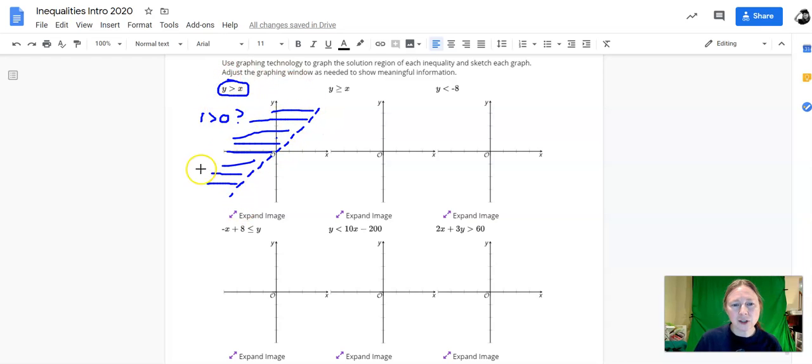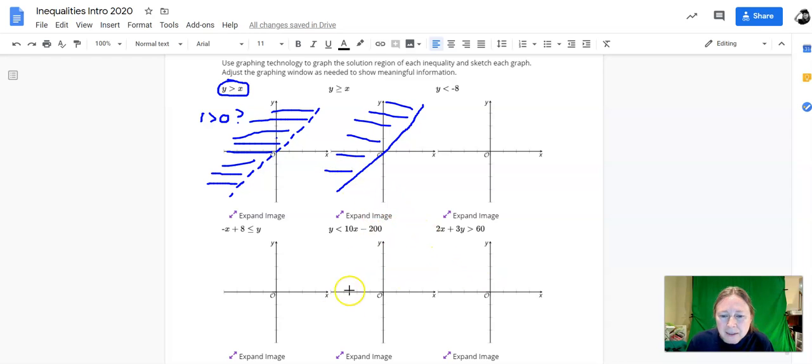Dotted line, and you shade in everything above the line. This one would be basically the same, except the line would be solid, because y can be equal to x, or y can be greater than x.